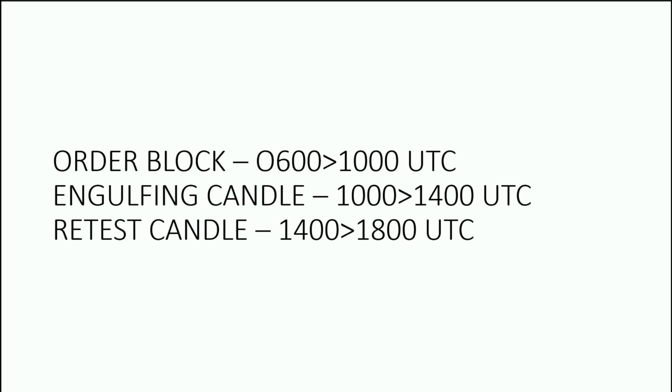Once you get that, you're then looking to take the trade, and you can hold that all the way up till 6 p.m. unless you've got other targets that you're looking to hit. So that is the overall timings for that setup. The good thing about this setup as well is that you know a specific time window that you've got to be at the charts.